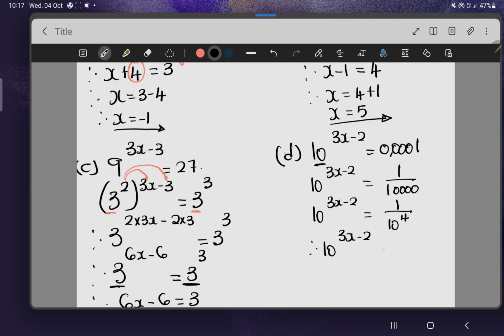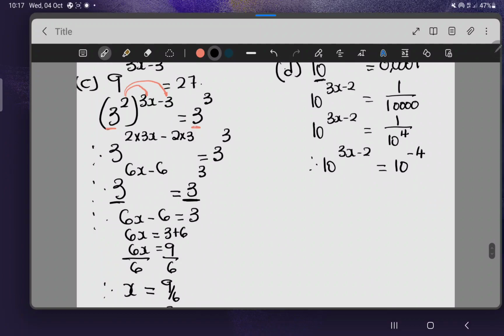So remember, when you take something to the other side, that thing has to change the sign. If it doesn't change the sign, then there is something wrong with your math. Then the bases are the same. If the bases are the same, we celebrate, we are happy. Then that will be 3x minus 2 is equal to -4. Then from here, remember, we are not looking for 3x minus 2, we're looking for x.